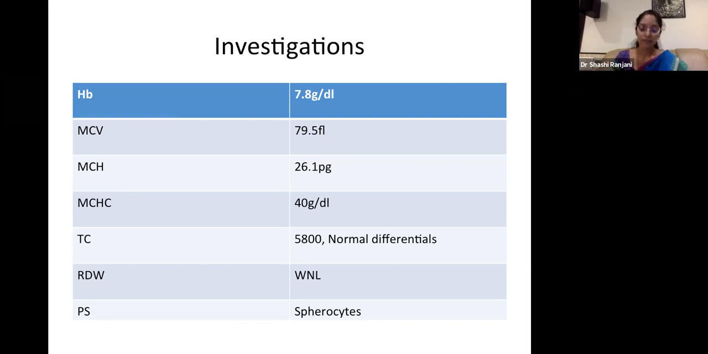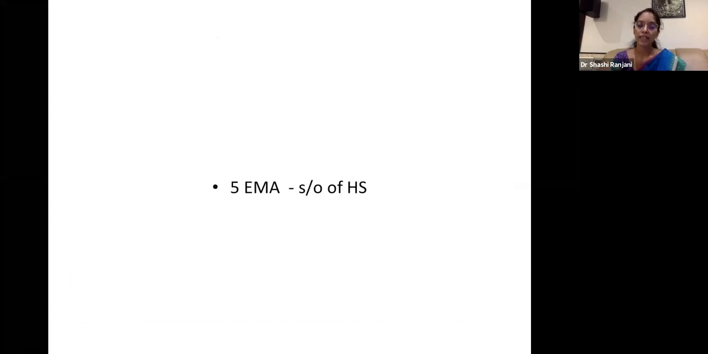So even in the previous presentation, there were a lot of doubts regarding RDW and especially in spherocytosis. So in spherocytosis, the RDW is normal because there's no variation in size as such. The RBCs are smaller, yes, but there's no variation in size. So that's why the RDW is typically normal in hereditary spherocytosis. So we went ahead and did the 5 EMA, which was suggestive of hereditary spherocytosis.